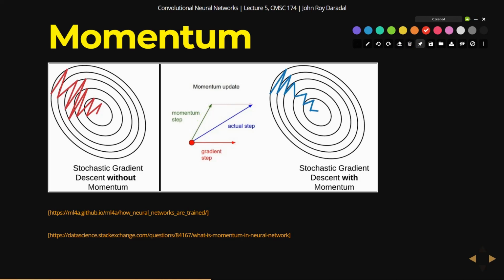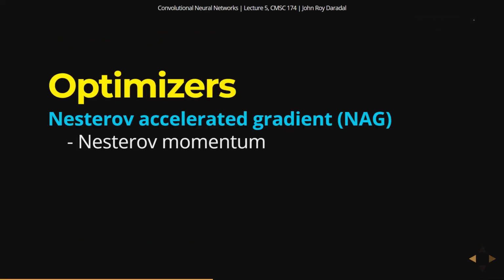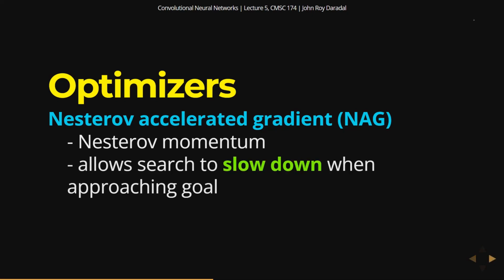Okay, so that is momentum. Now there is an alternative to momentum, which is the Nesterov momentum, or the Nesterov accelerated gradient, which solves the problem of momentum, that it doesn't know how to slow down when it's approaching the goal. So this one solves that problem.